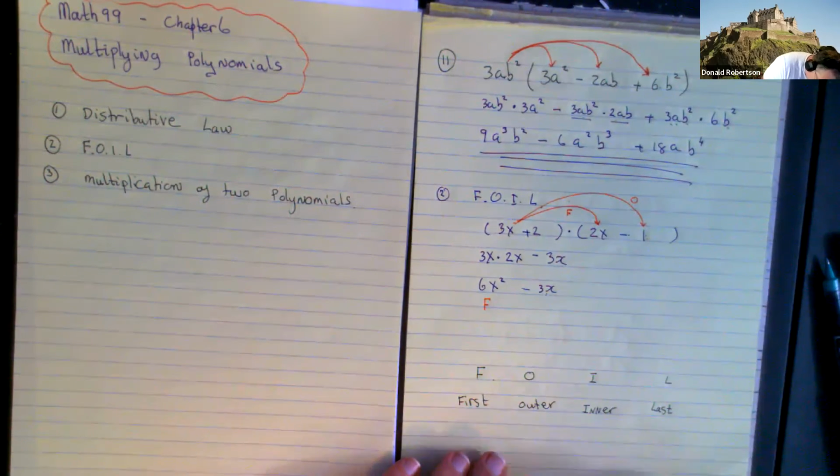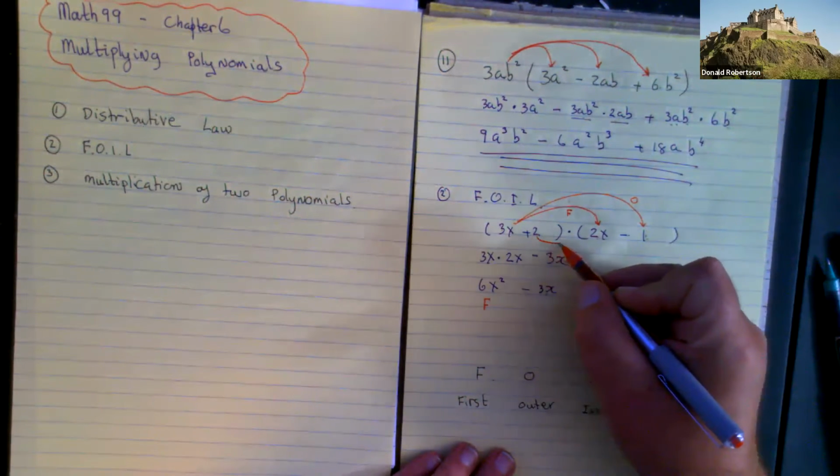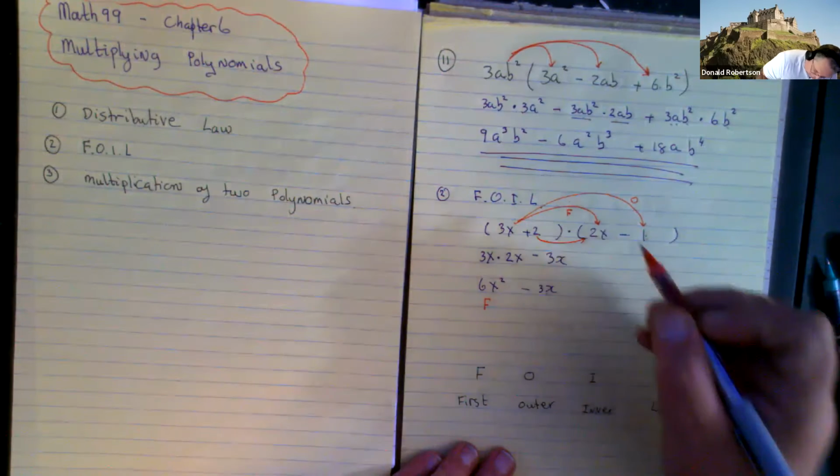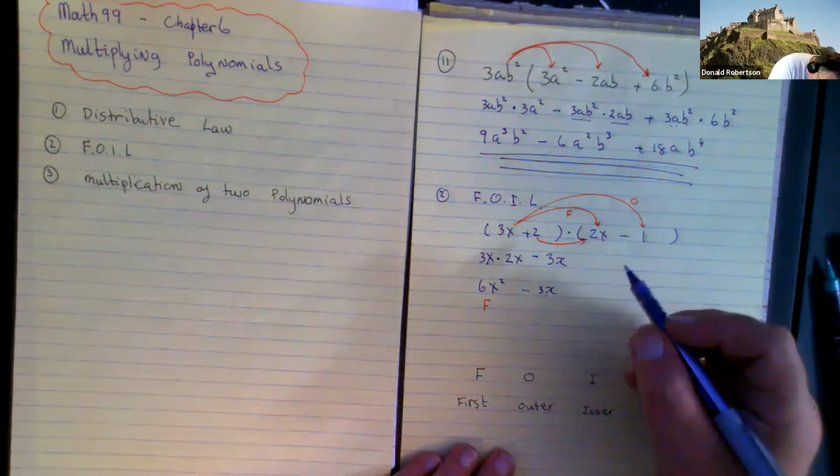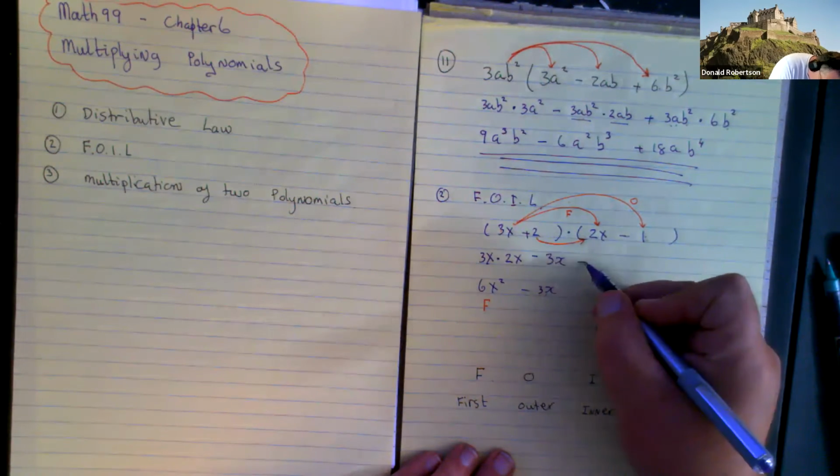Now, we have the inner, and the inner is these 2 guys, right, the inside ones. And again, I don't really need to write multiplication because 2 times 2x is 4x.